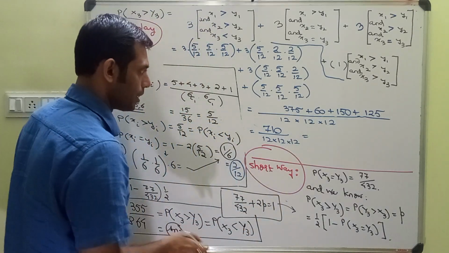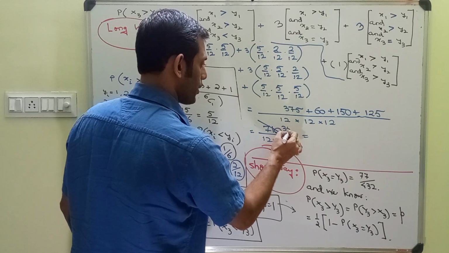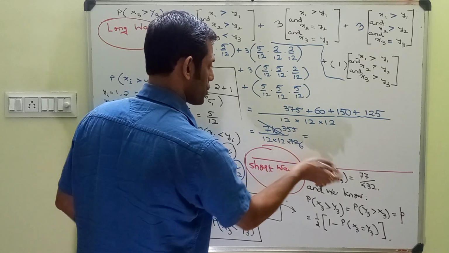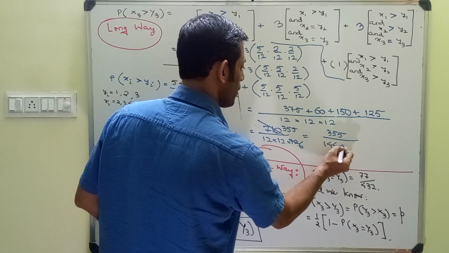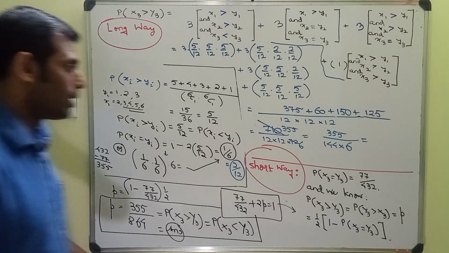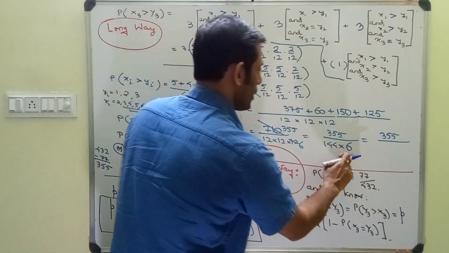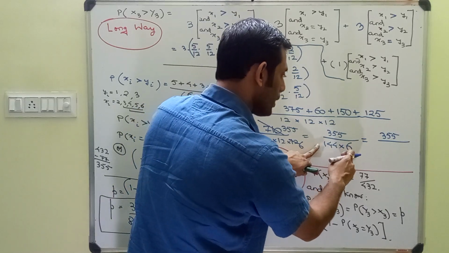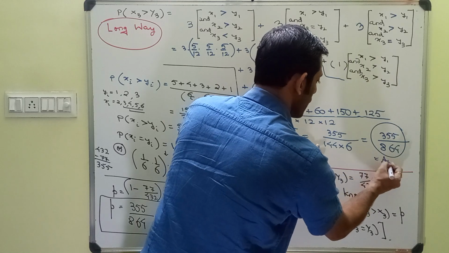Let's resolve. Divide by 2. That means you get 355 by 144 into 6. I think we are here. 144 into 6, 864. You see that? That's your answer.